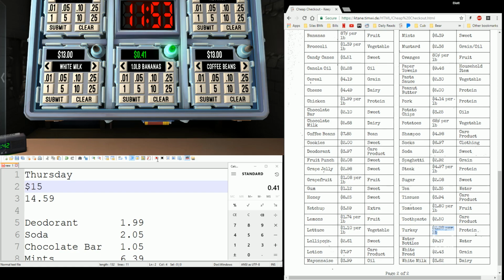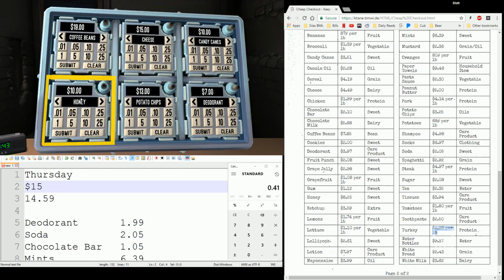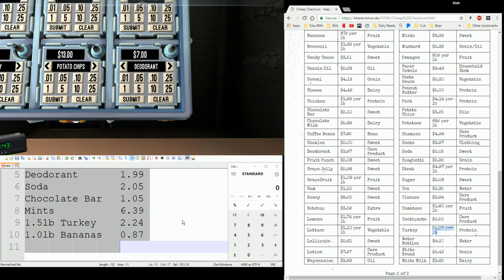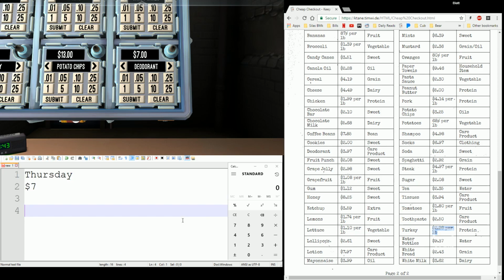So let's do another one. Let's do the other deodorant, I think. I like deodorant. It's a good one. So, let's clear my calculator. For this one, still Thursday. Customer paid $7. We remember to say it this time.